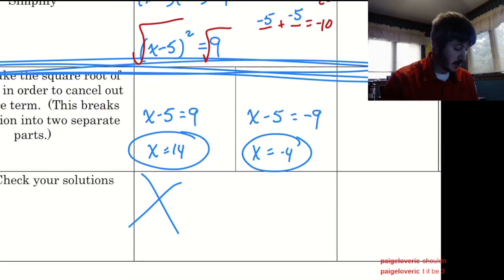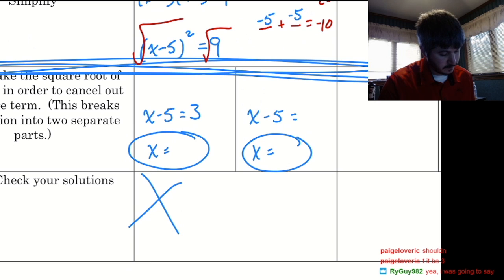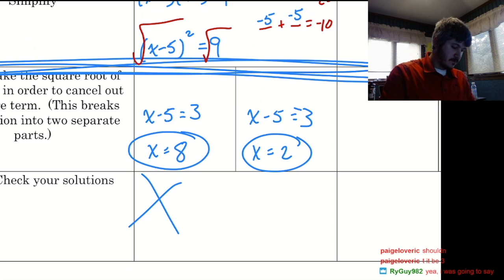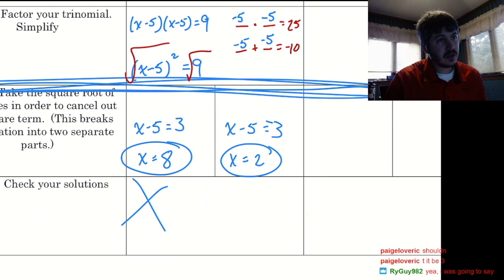Shouldn't it be 3? Probably. Oh, yeah. Sorry, these should be 3. Maybe I should have checked my solutions. So this would be 8. That would be negative 3, and this would be 2. Right? Positive 8, and then positive 2. Yep. Yes, because I had the square root of the 9. So it should be 8 and 2. Which you can check that into the original equation and so forth.